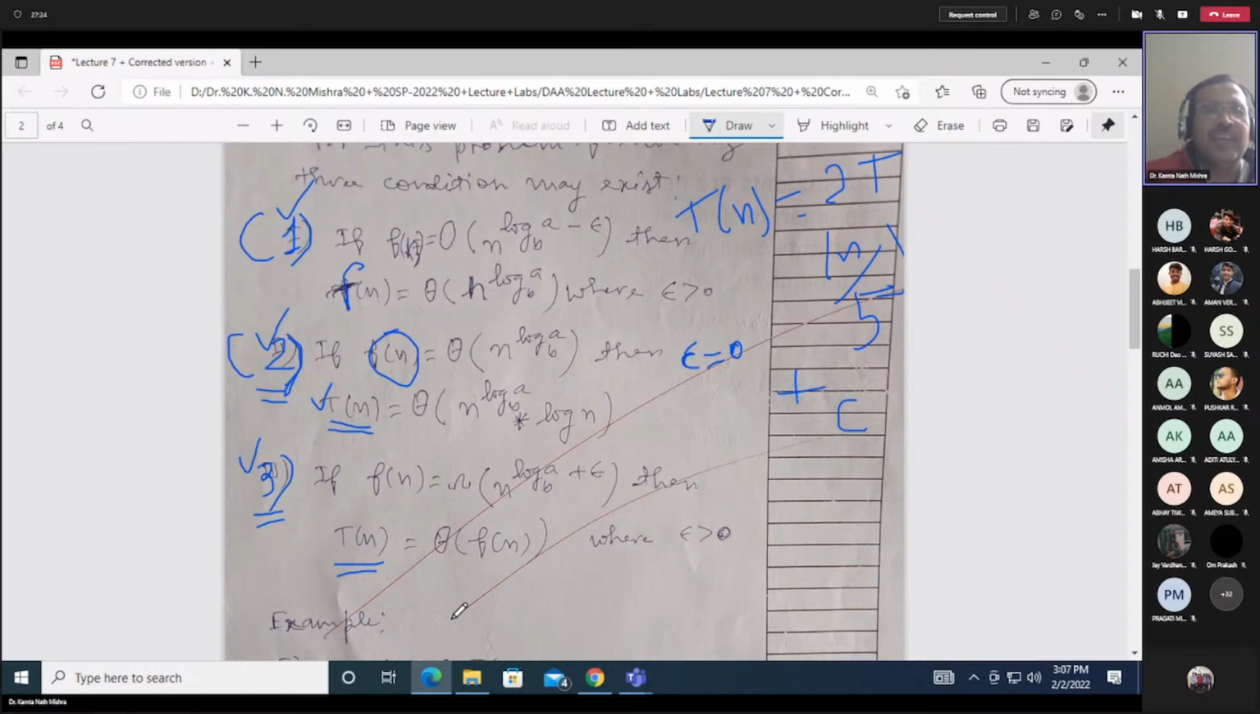That's all. So you are getting 3 orders for the order of Tn. In the first case, what is your order? Your order is theta of n power log a base b.